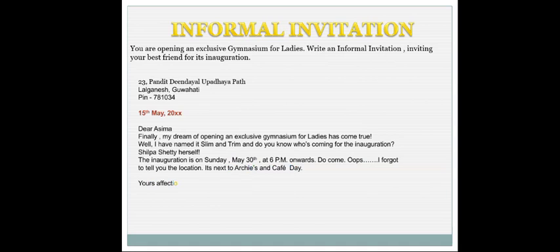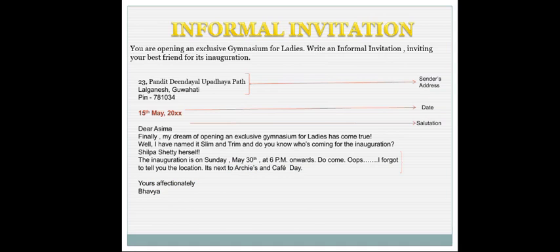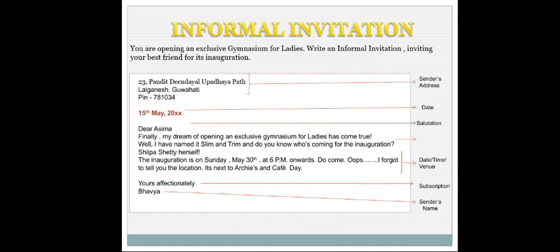Let's see. First we start with the address, that is the sender's address. It's 23 Pandit Dindayal Upadhyay Path, Lal Ganesh, Guwahati. This is a fictional one; you can write whatever you need to. Then comes the date. Now, which date? The date on which the letter is being sent. I repeat, the date on which the letter is being sent.